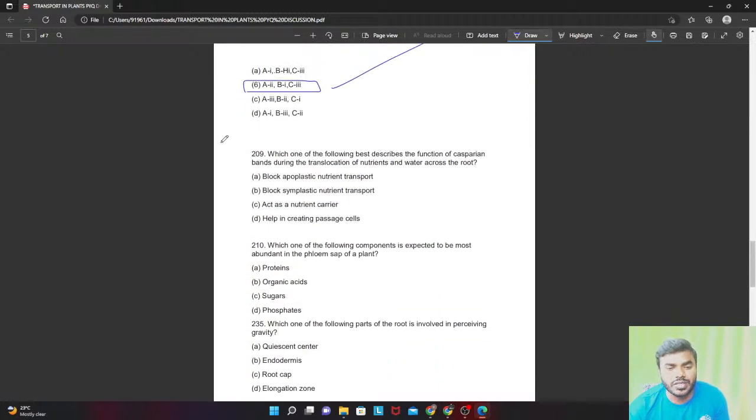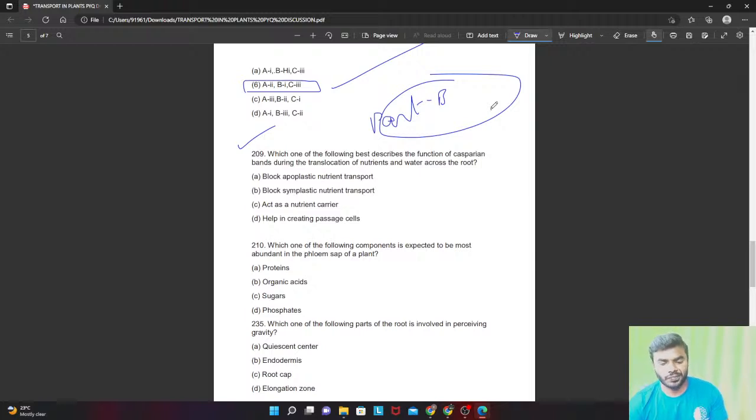Yes. Next. Question number 209. Part B question. Which one of the following best describes the function of a Casparian band during the translocation of nutrient and water across the root?